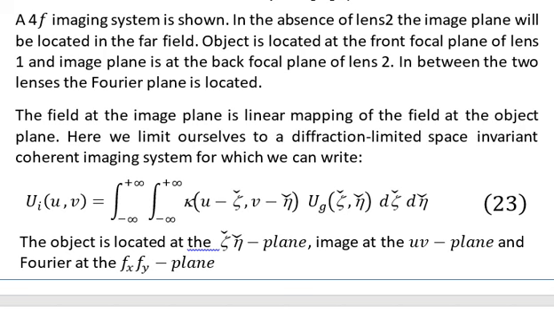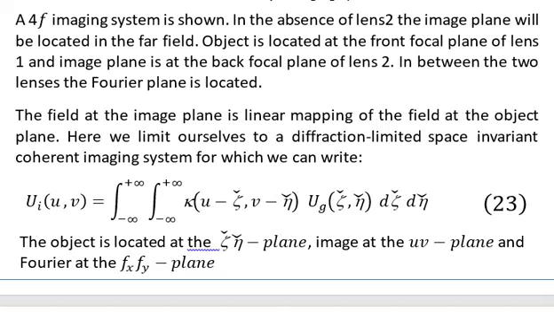So in equation number 23, we write the field at the image plane, denoted by u_i as a function of u and v, on the left hand side, and the double integral includes kappa as a function of u minus zeta and v minus eta, and u_j, the geometric optics field at the coordinates zeta and eta, with integration with respect to d zeta and d eta. The difference in the arguments of kappa shows that we have written it for an invariant system.